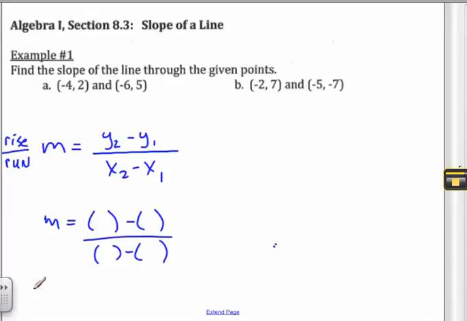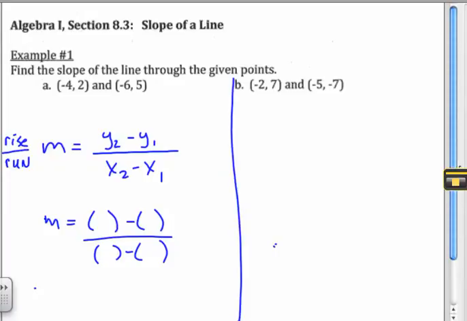So if I'm looking at this first example, it says find the slope of the line that goes through these 2 points. Now I've got 2 problems that I'm going to do, but I'm just looking at A right now. So I need to go in the same direction each time. I'm going to pick 2 and 5. So I'll put 2 here and 5 here. But that means that for the x's, -4 has to go first, and then -6. Right? I'm going from this point to that point.